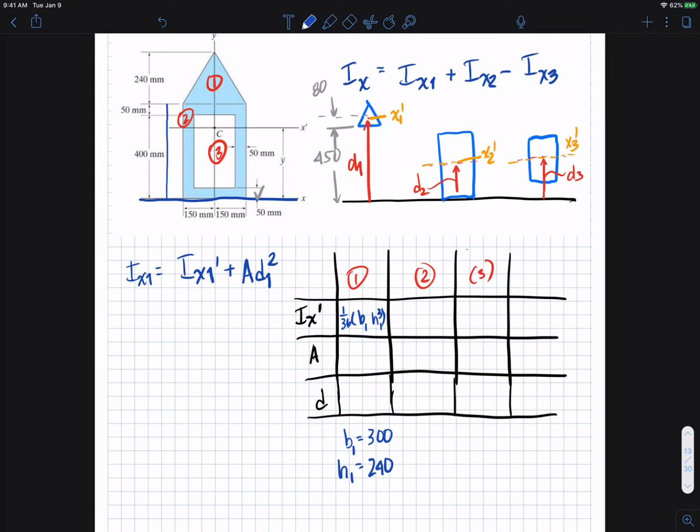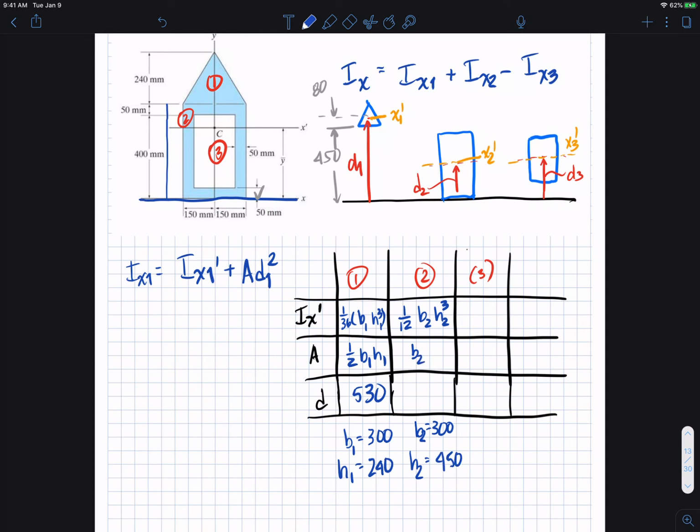And then of course the area, 1/2 base times height. And then our d value is from up above, 530. Again, the distance from the axis of interest to the centroidal axis. So now for rectangles, we know that our general formula is going to be 1/12 times the base of the rectangle. So we'll call this one B2 times H2 cubed. So here B2 would be, again, 300. H2, the height of this one, is 450.